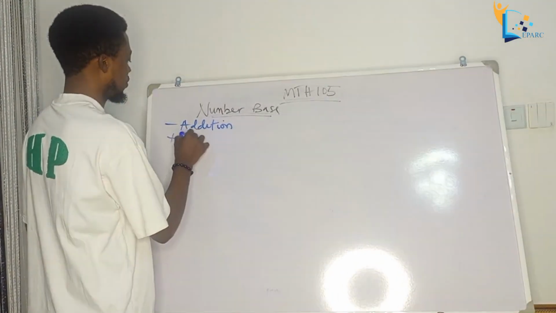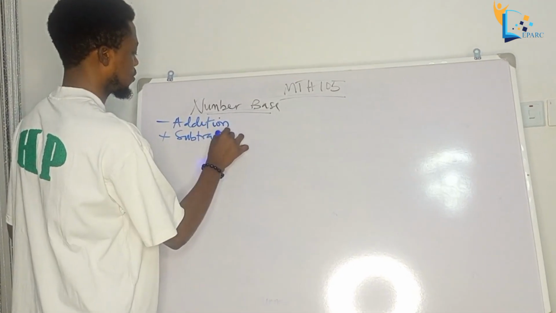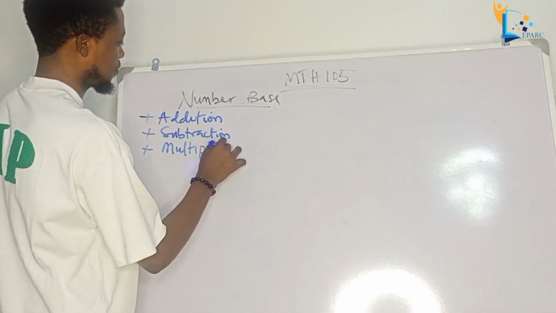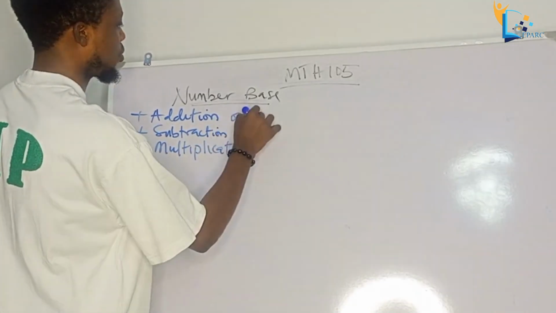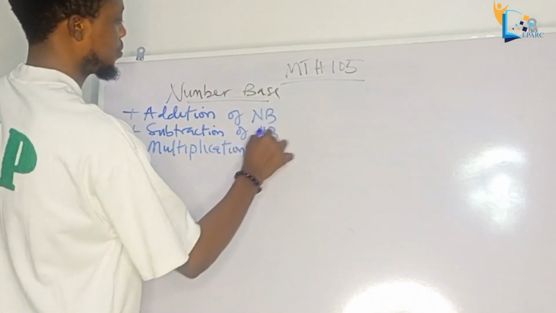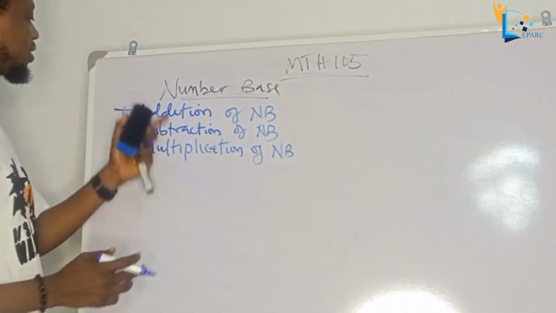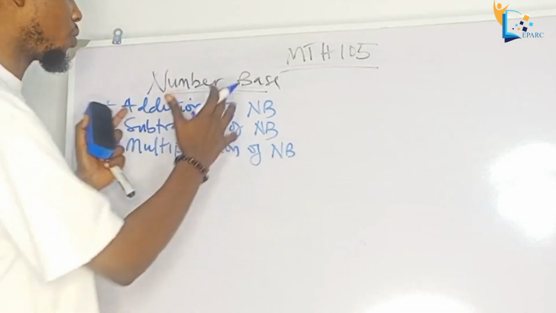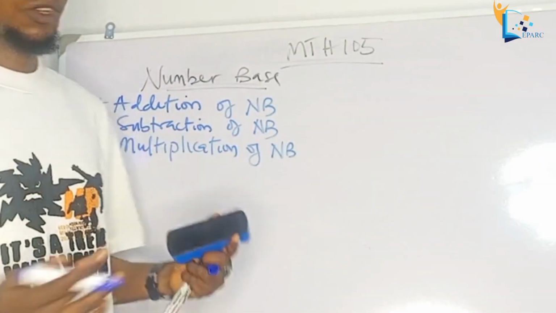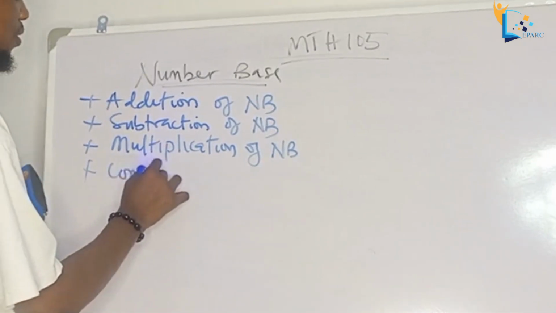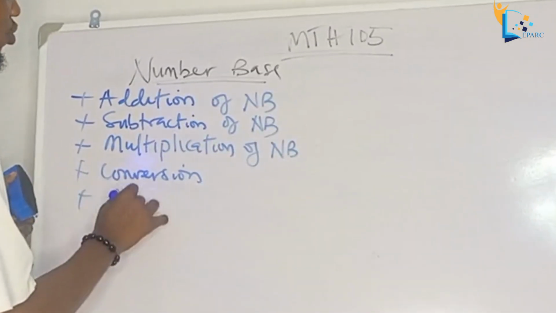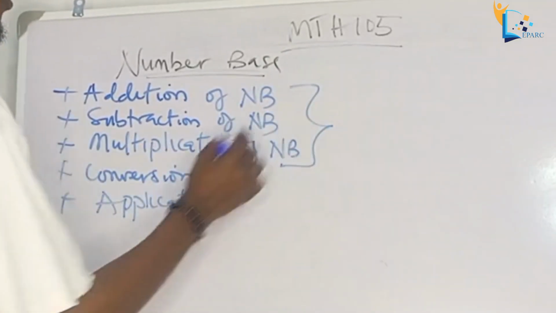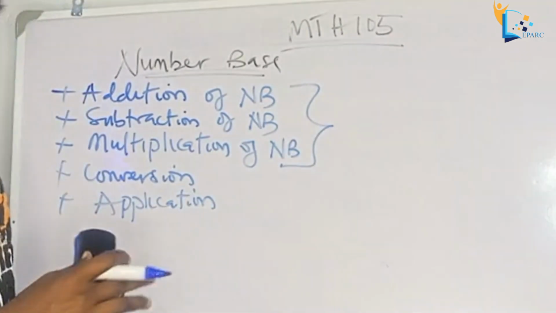We're going to be looking at subtraction. We're going to be looking at multiplication. So we're going to be looking at addition, subtraction, multiplication. Then in our next class, we will try as much as we can to cover this section today. Then in our next class, we're going to be looking at conversion and possibly applications. So for the purpose of this class today, these are the three we're going to be focusing on. All right? Okay, good. So let's get straight to the point.